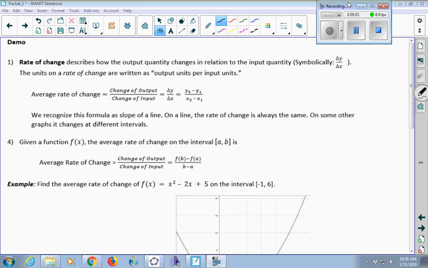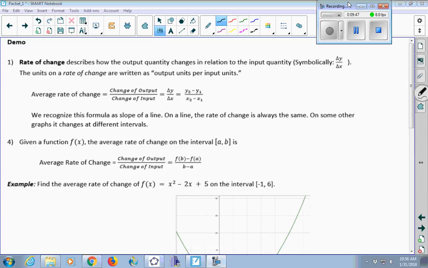Okay, so rate of change will describe how the output quantity changes. That's your dependent variable. So if we were looking at something like distance versus time, we would be looking at how the distance changes per unit of time. We tend to call that speed, right? How the distance changes per time. So it's how the output quantity changes in relationship to your input quantity. The units on a rate of change are written as output units per input unit. So let's say we were looking at kilometers over seconds. We would be talking about kilometers per second as our units on the average rate of change.